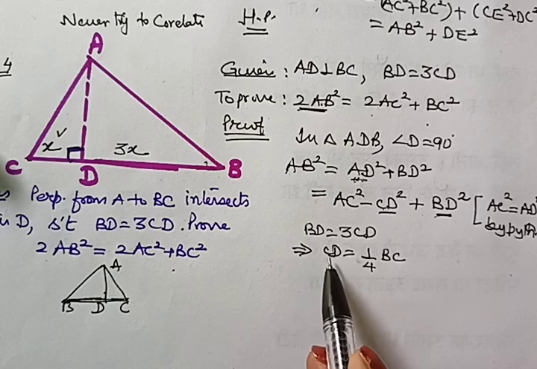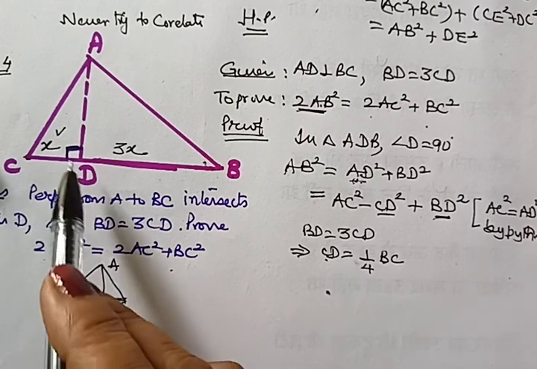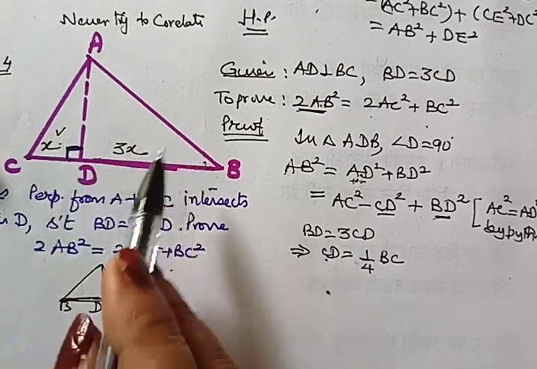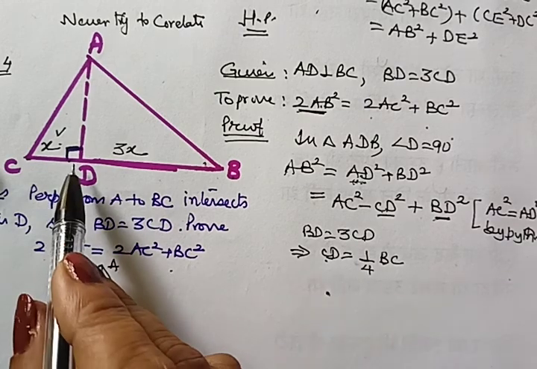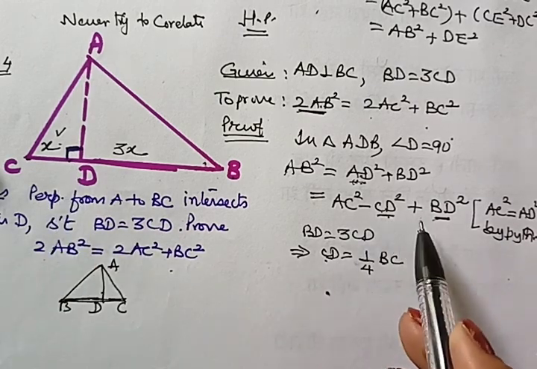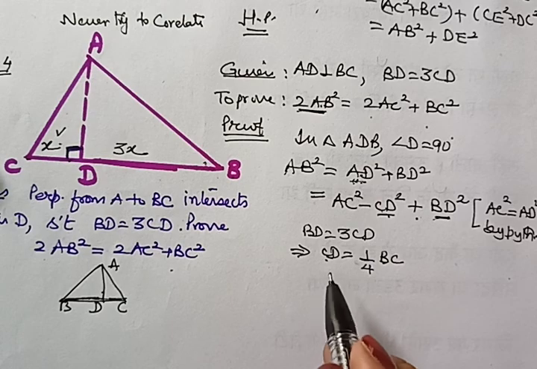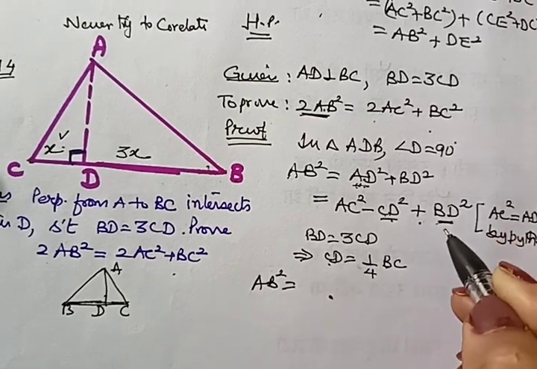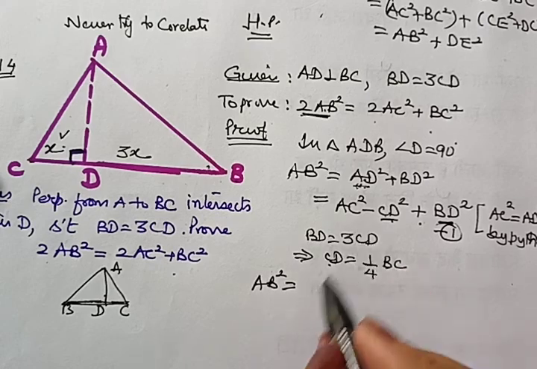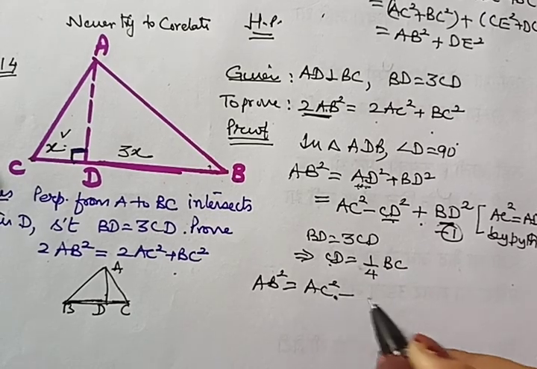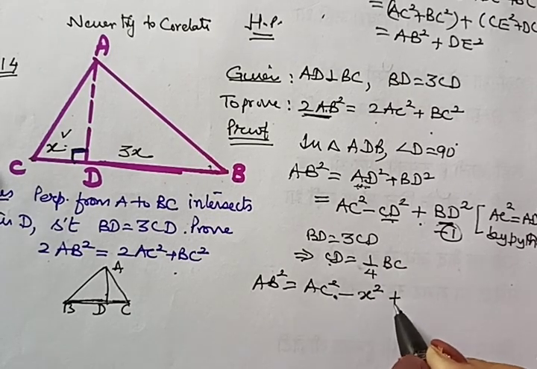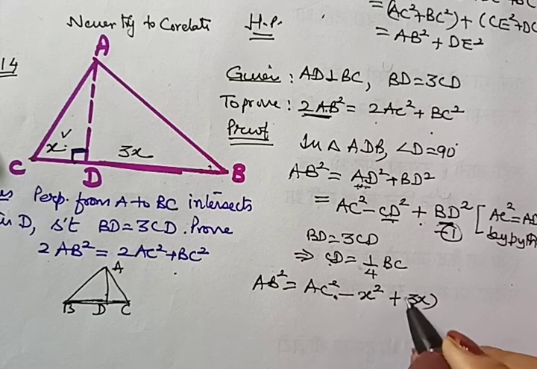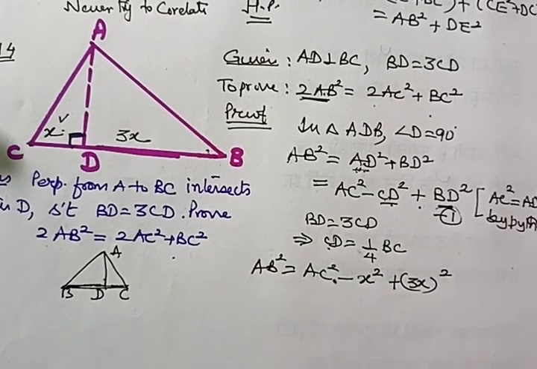So I can say that CD is 1/4 BC, or you may use the notation of X and 3X. So let us see if I use this notation. CD becomes X and BD becomes 3X. Let me put in the values. AB square is equal to, I am putting the values in first equation, AC square as it is, minus CD square is X square, plus BD square is 3X whole square, right?